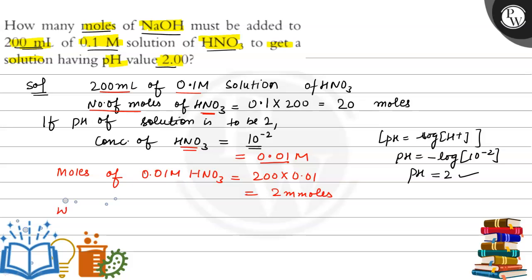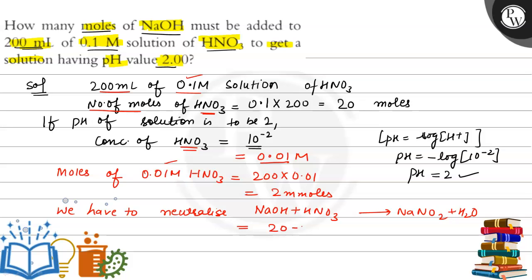So now we have to neutralize. The reaction is: when we react sodium hydroxide with HNO3, the products we get are NaNO3 plus H2O. So now we have to simply subtract the number of moles of this HNO3 at 0.01 molar from that at 0.1 molar. That is basically 20 minus 2 millimoles. So far we have found everything in millimoles, so here we also have millimoles, so it is equal to 18 millimoles.